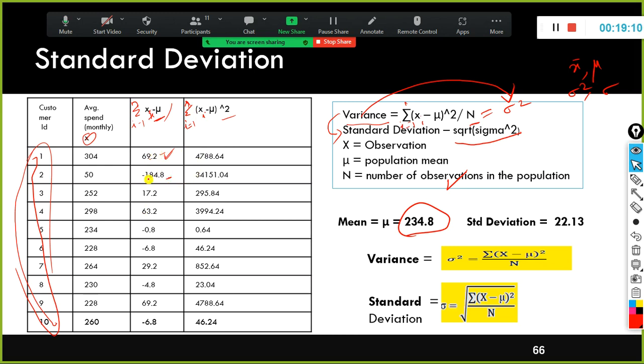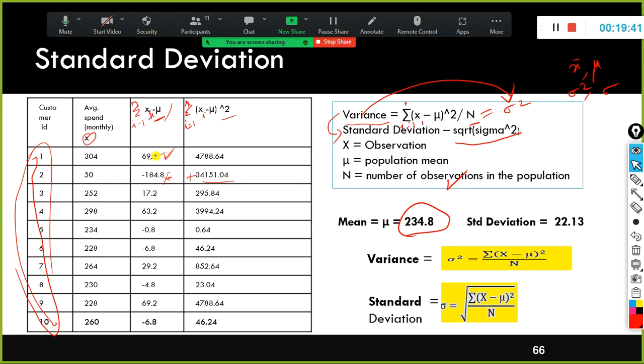I want to add all these values without subtracting, irrespective of the fact that I have some negative values. Even if I have negative values, I need to add them. I don't want to subtract. So the only way out is you need to square this. If you square it, what will happen? Minus 184.8 into minus 184.8. Minus into minus will become plus, right? And you get this value. So this is how we are going to overcome this issue.